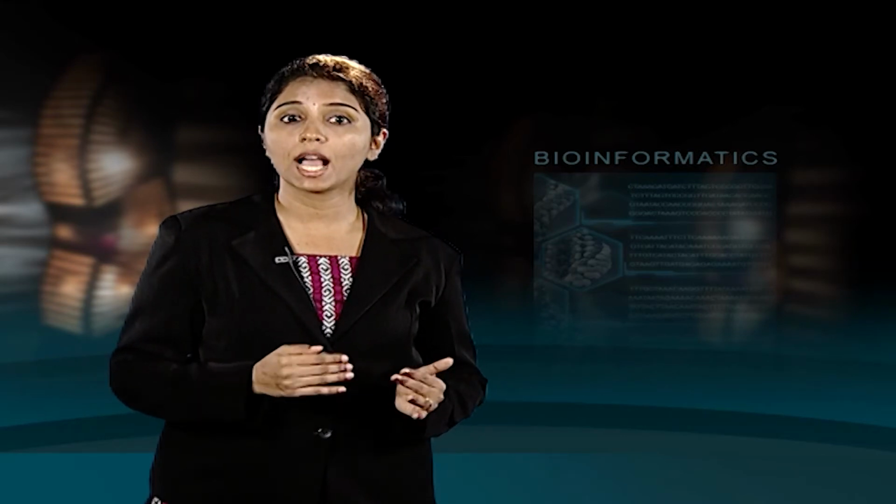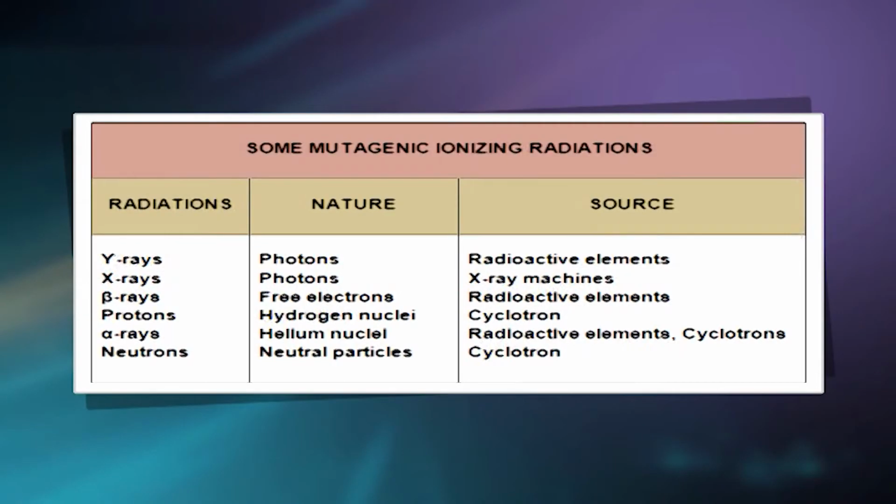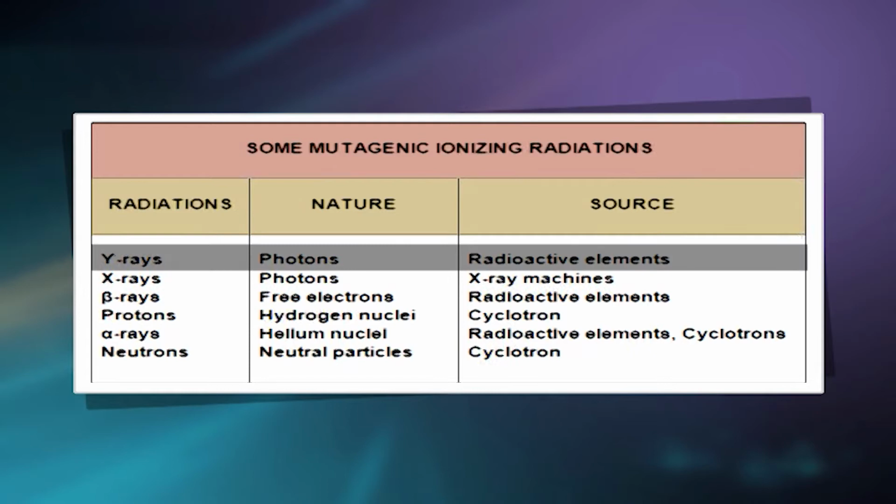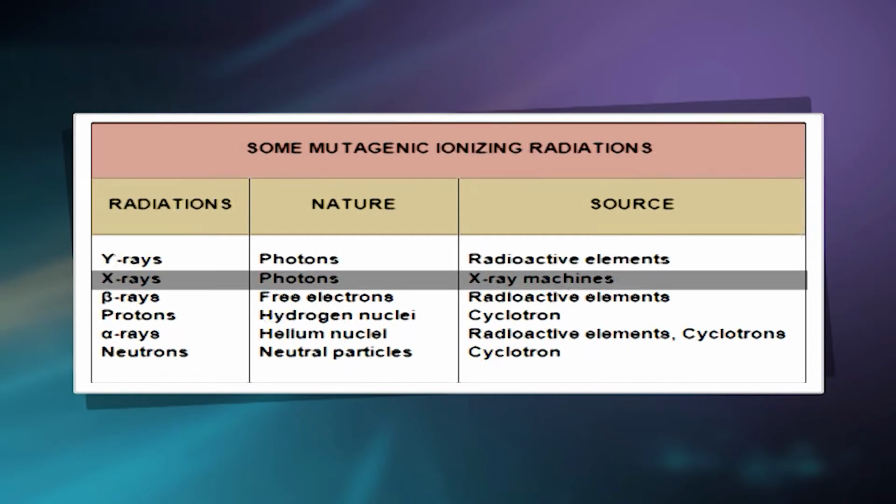This results in the ionization of atoms. Here in this table, you can see some of the mutagenic ionizing radiations. Gamma rays are basically photons in nature and the source is radioactive elements. X-rays are also photons in nature and the source is X-ray machines.